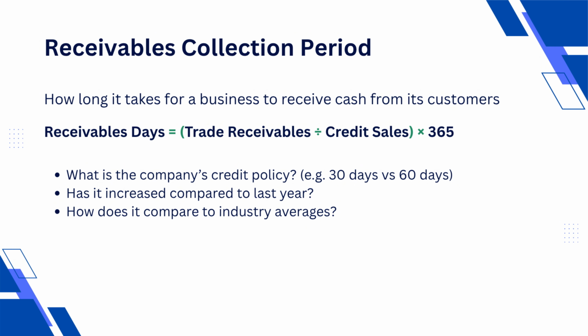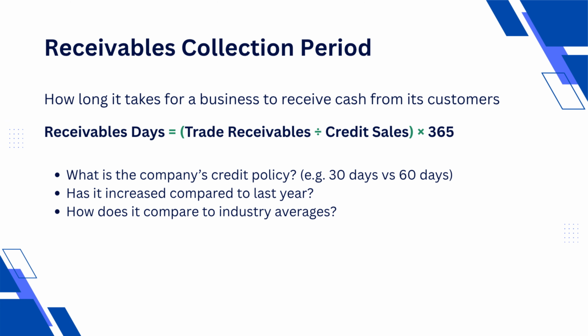In real life, a high receivables period can create major problems. The business may struggle to pay suppliers, it may need loans just to survive, and profit may look good but cash flow is weak. So this ratio is critical for liquidity, not just performance. The receivables collection period tells us how efficiently a business turns sales into cash and whether its customers are paying on time.